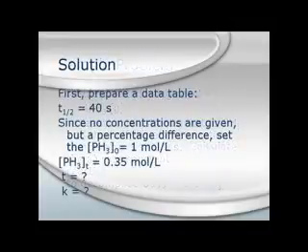Solution, as always, prepare a data table. Our half-life is 40 seconds. No concentrations are given here, but a percentage difference is. So the easy way to deal with this is to just set the initial concentration equal to 1 mole per liter, and then your concentration at time t to be 65% less than your initial, which in this case would be 0.35 moles per liter.